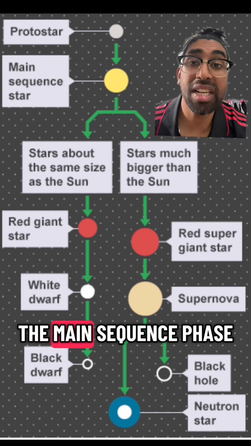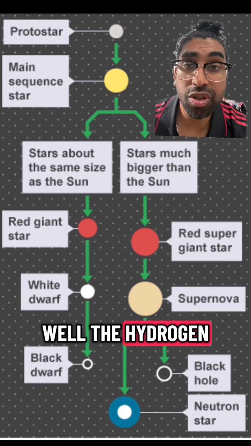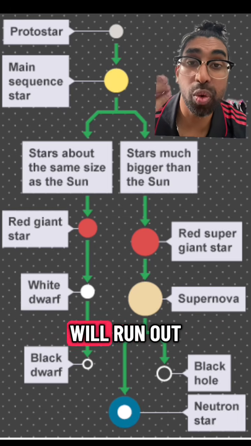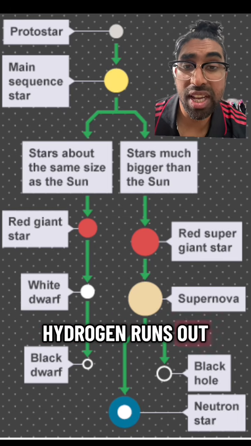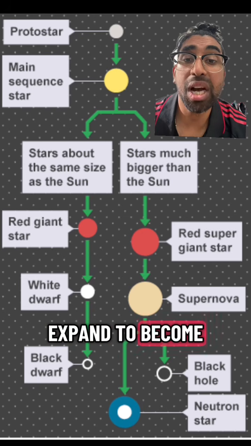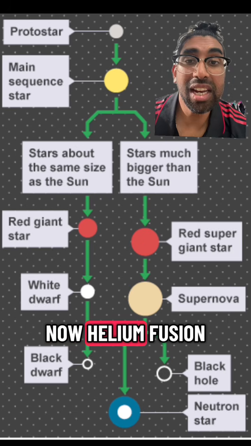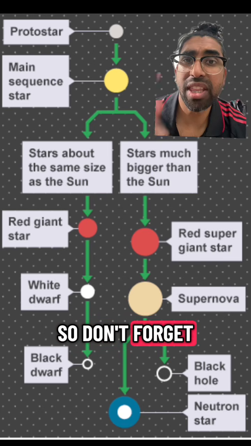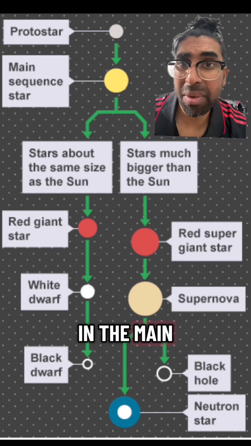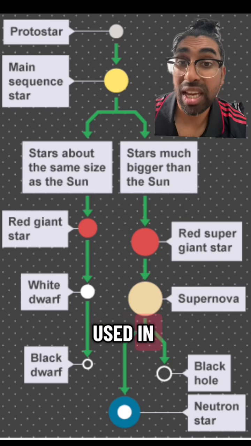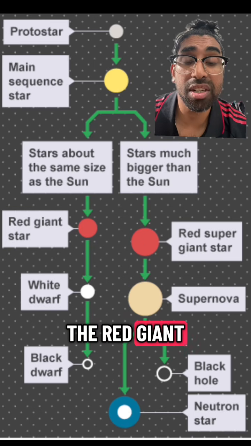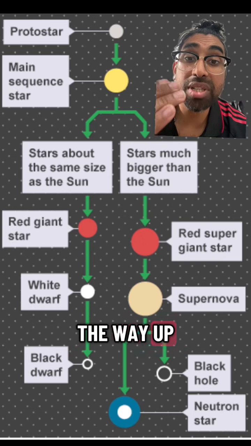What happens after the main sequence phase? Well, the hydrogen that's being initially fused into helium will run out. So when that hydrogen runs out, the star will expand to become a red giant. When it becomes a red giant, now helium fusion can occur. So don't forget, the helium that was made previously in the main sequence phase will now be used in the fusion inside the red giant, and it will create elements all the way up to iron.